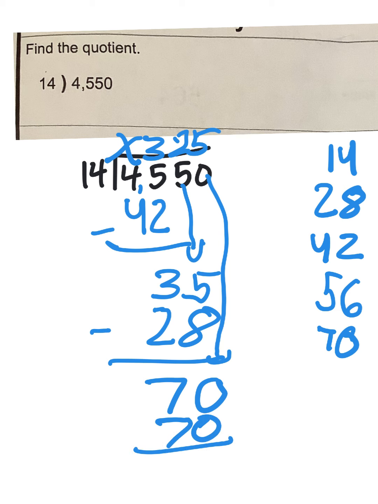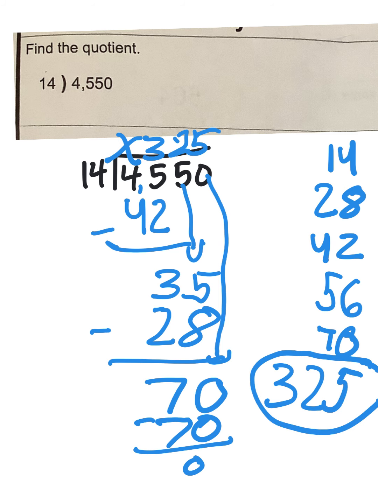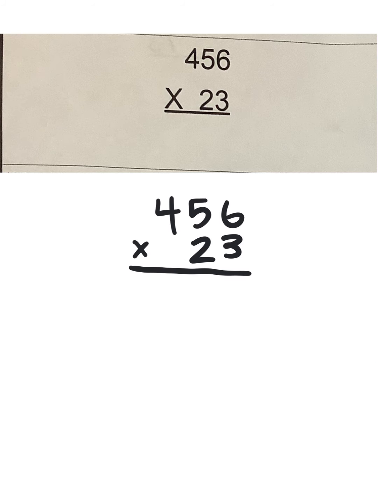5 times. 5 times 14 is? 70 minus 70? 0. Our final answer, guys? 325. No remainder. Thank you, Allie. Writing it down. All right, fifth graders, let's take a look at find the product.